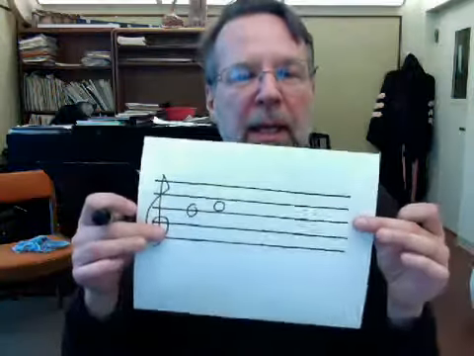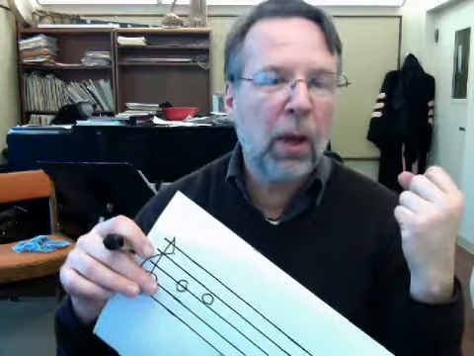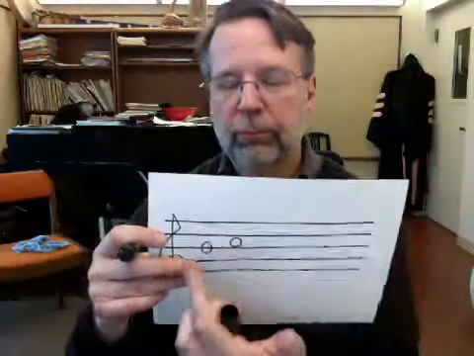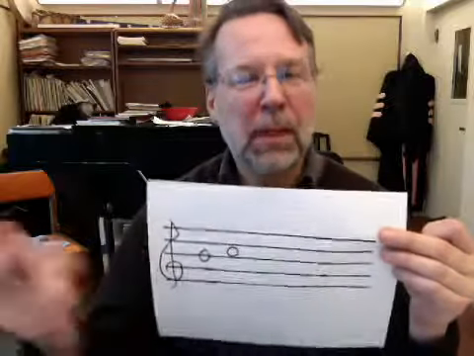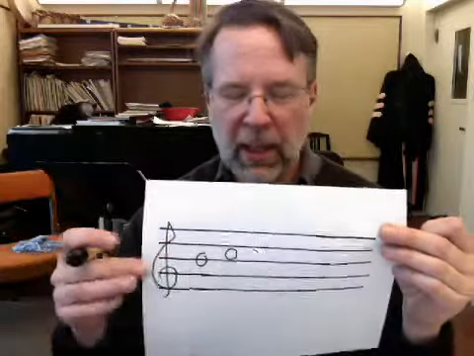The only intervals in this unit that we're dealing with the quality as well as the number are seconds. Seconds are adjacent notes. So we have a B to a C here, and we're looking at that in the treble clef. And we know two letter names make a second. B to B would be a first. B up to C is a second.